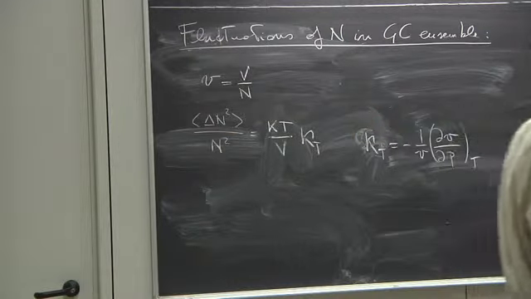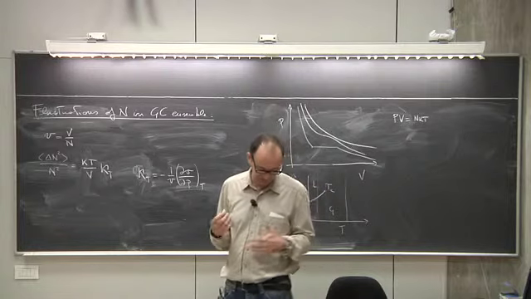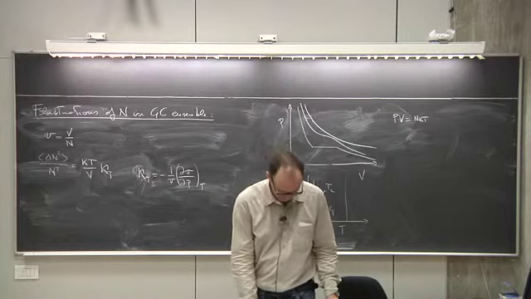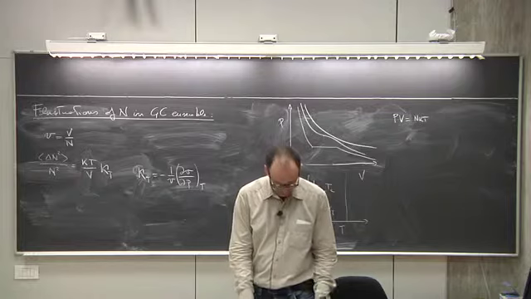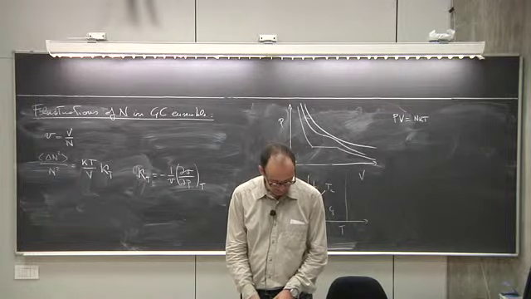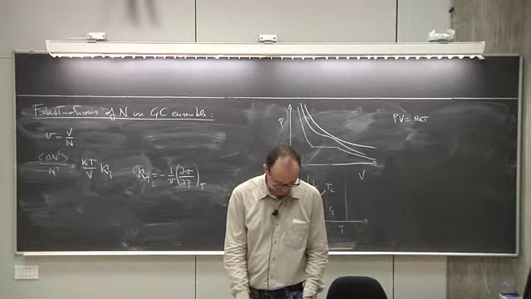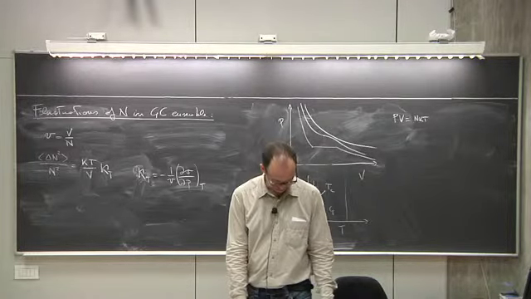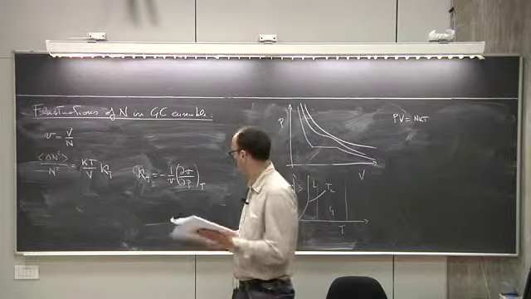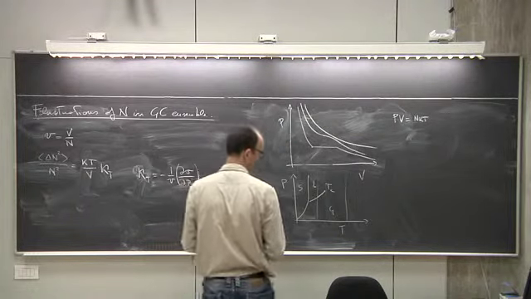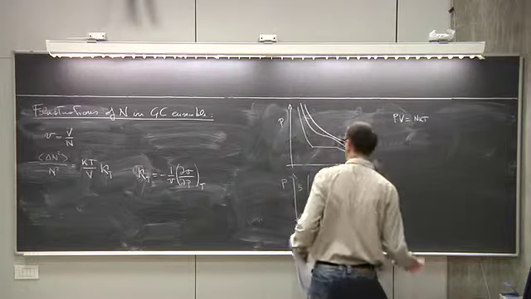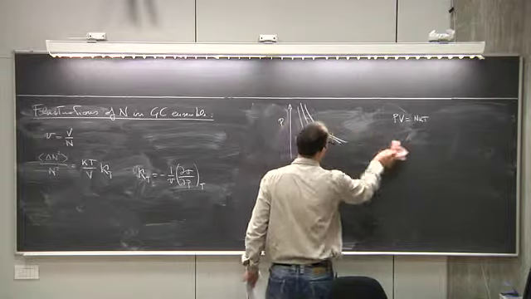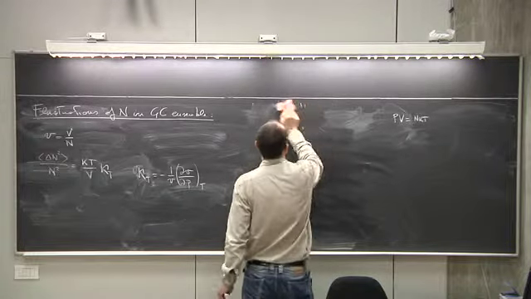Now, what about the fluctuations of the energy? The energy is also not fixed. We have seen last time that in the canonical ensemble, the fluctuations of the energy are related to the specific heat. What is the equivalent relation in the grand canonical ensemble?